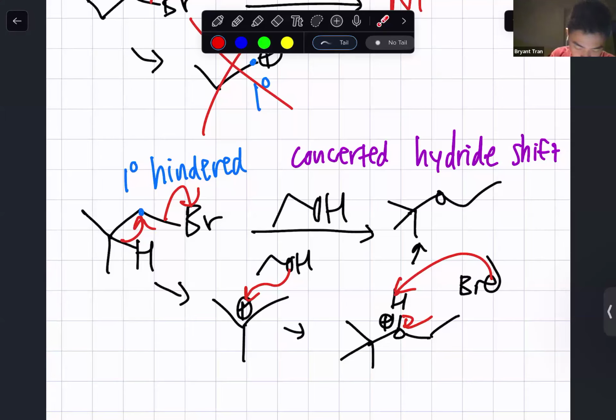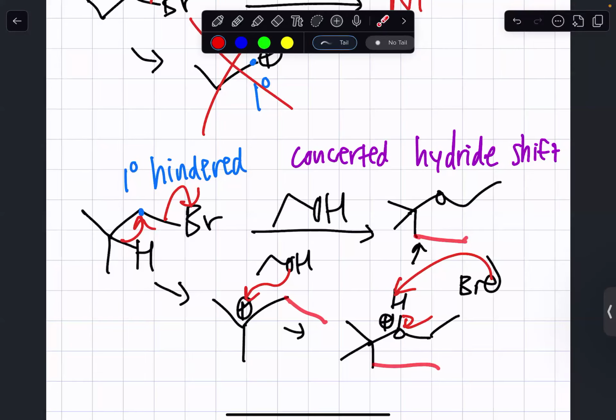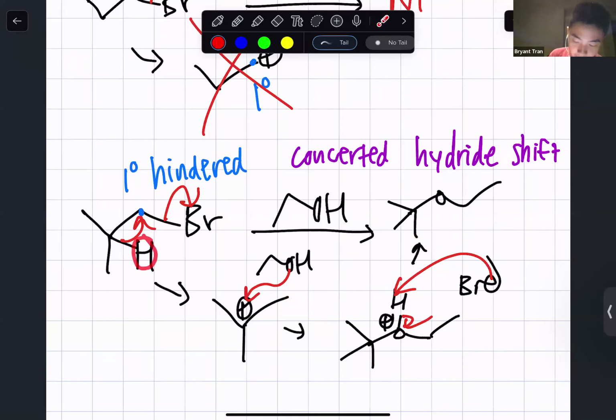There can be a concerted methyl shift here because let's say, for example, there wasn't a hydrogen here, but instead that was a methyl group. So instead of moving the hydrogen, you could move the entire methyl group over there. So your new product would be like that instead, if that was a methyl group and you did a methyl shift instead. But this right here is a concerted hydride shift, right?